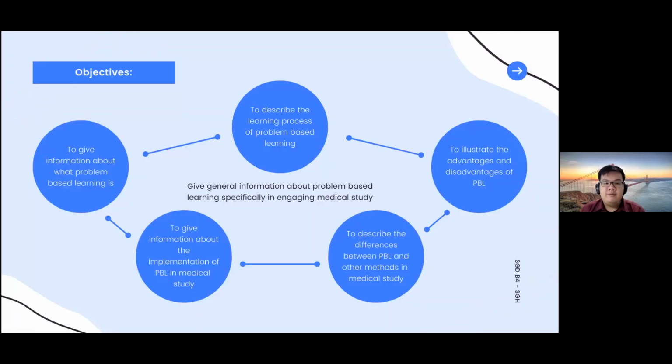We also have 5 objectives for this student project. The first one is to give information about what problem-based learning is. The second one is to describe the learning process of problem-based learning. The third one is to illustrate the advantages and disadvantages of problem-based learning. The fourth one is to describe differences between PBL and other methods in medical study. And the last one is to give information about the implementation of PBL in medical study. We also have one benefit in this student project, that is to give general information about problem-based learning, specifically in medical study. The next one, we will discuss the second chapter, the literature review.